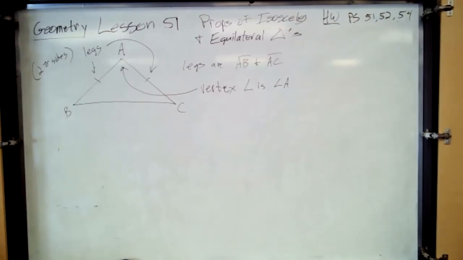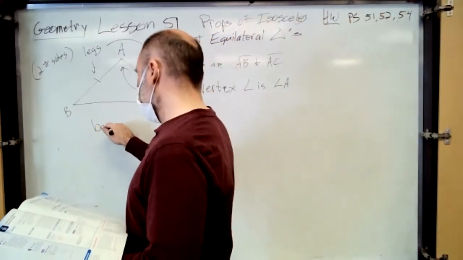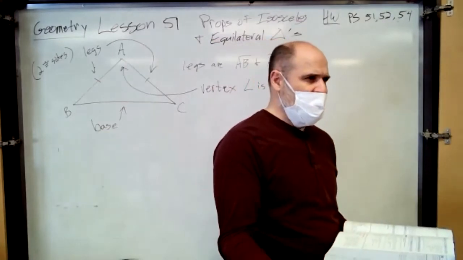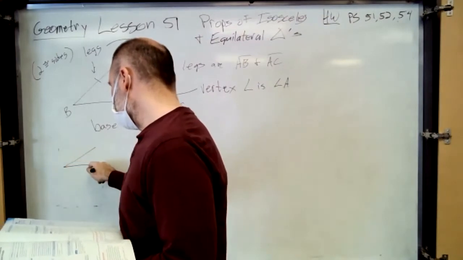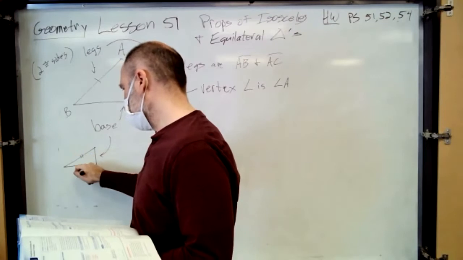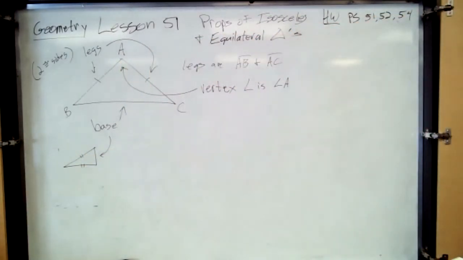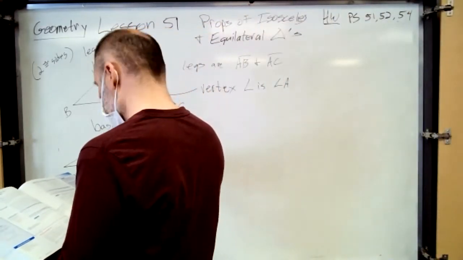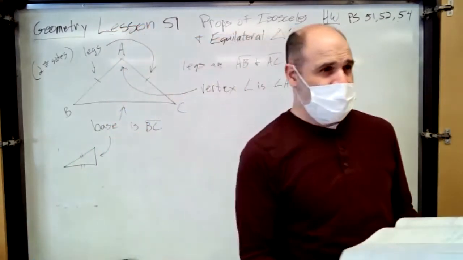And then you have the base of an isosceles triangle, which if it's drawn like this, it's easy to see because it's on the bottom. But it doesn't have to be drawn like this. If you had an isosceles triangle that looked like this, this would be the base, right? It's the side that doesn't belong. It's the odd man out. So the base side, base is BC in this case. So far, so good?